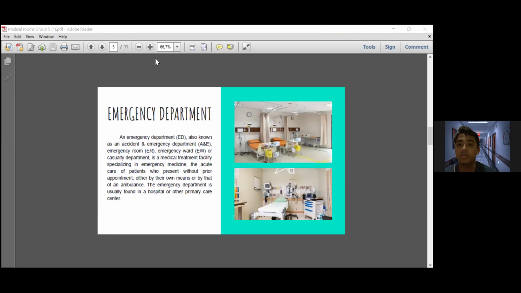An emergency department, or ED, also known as an accident and emergency department, A&E, emergency room, ER, emergency ward, EW, or casualty department, is a medical treatment facility specializing in emergency medicine. The acute care of patients who present without prior appointment, either by their own means or by that of an ambulance. The emergency department is usually found in the hospital or other primary care center.